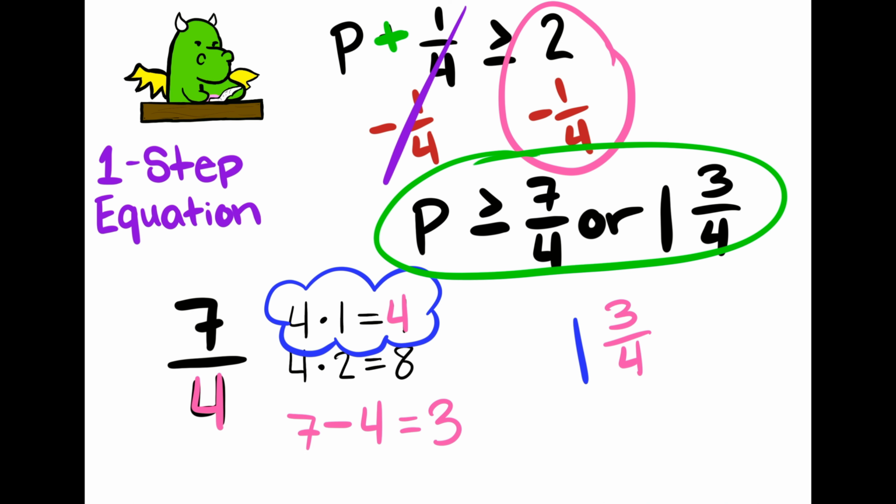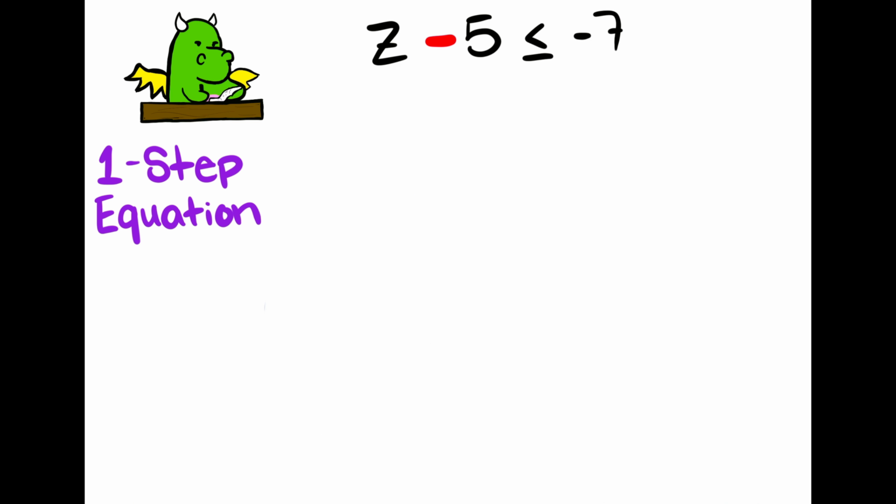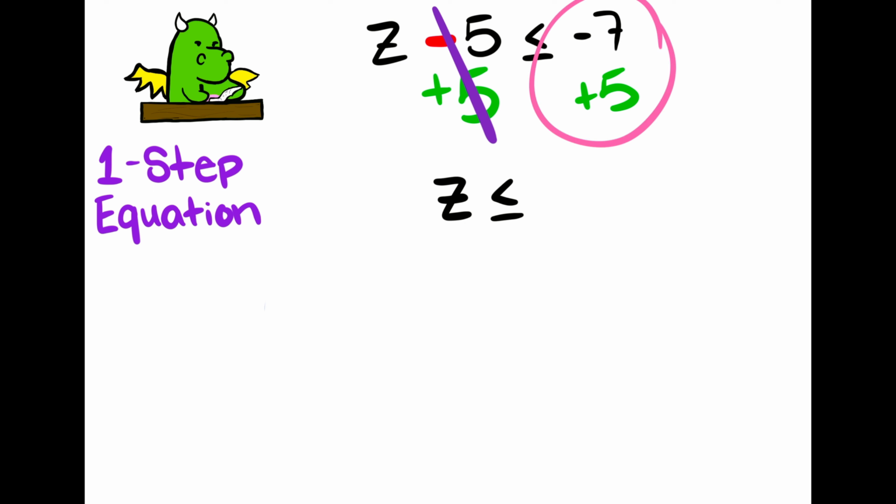Here's another one. We'll do 2 more. z minus 5 is less than or equal to -7. Since we are subtracting in the problem, we will use addition to undo that and get z by itself. This gives us -7 plus 5.